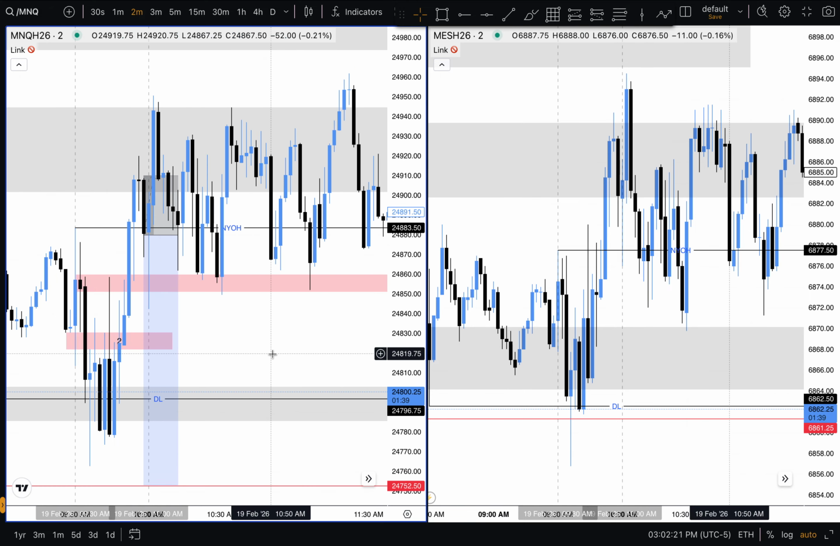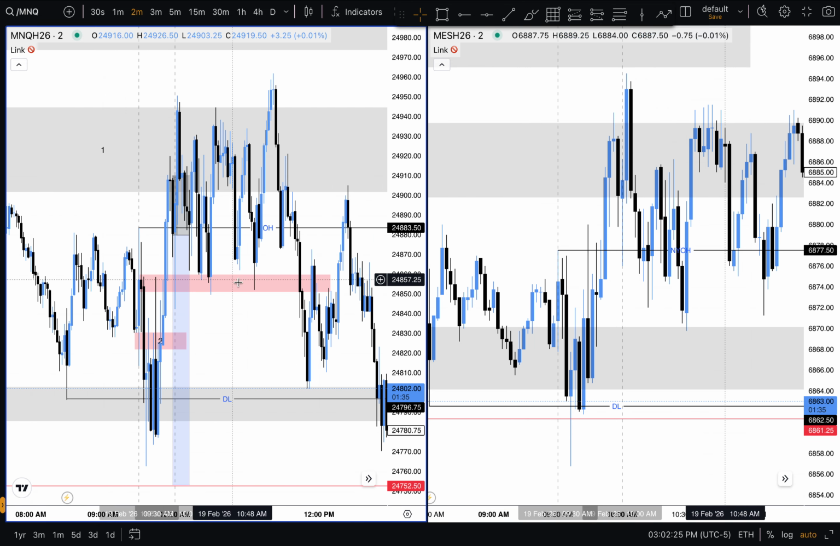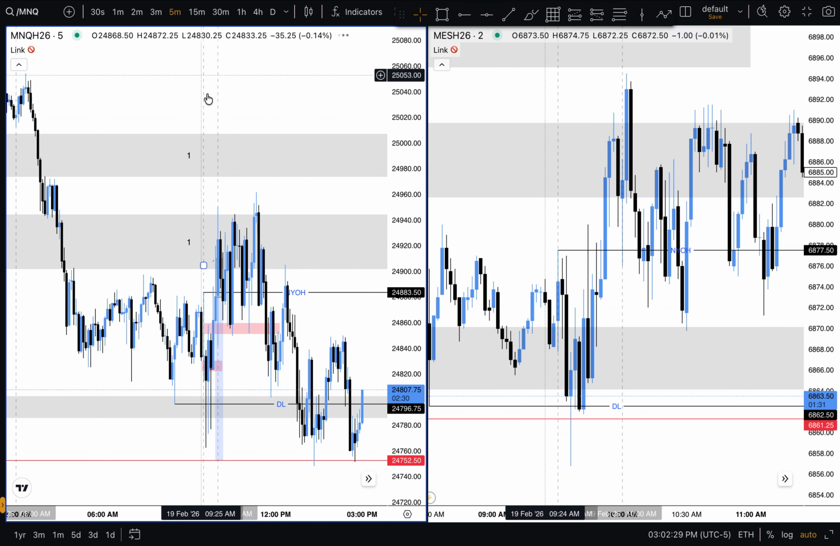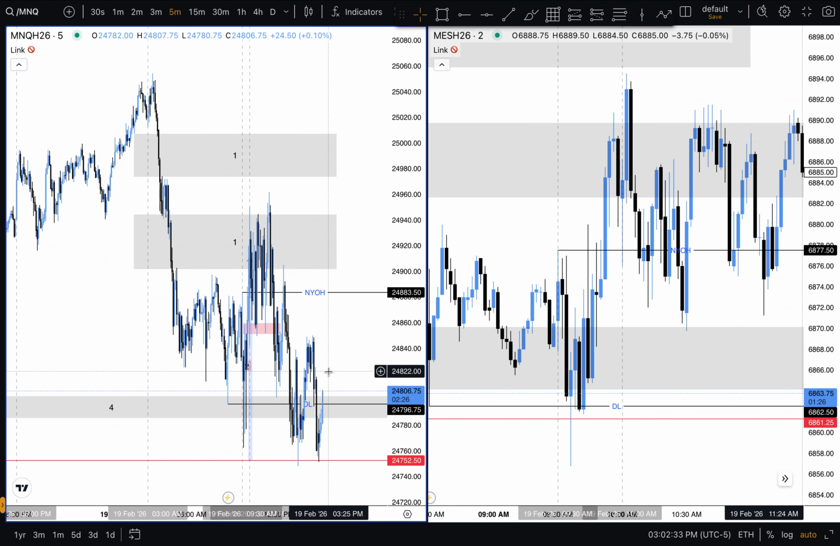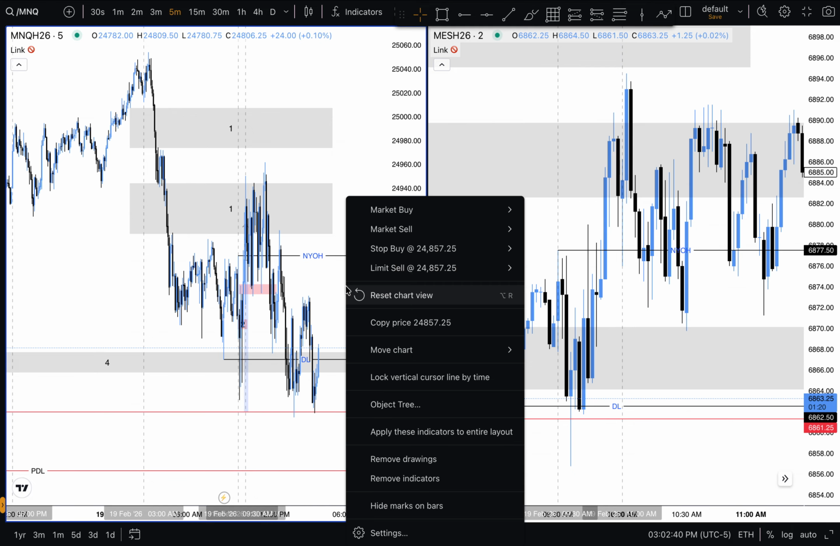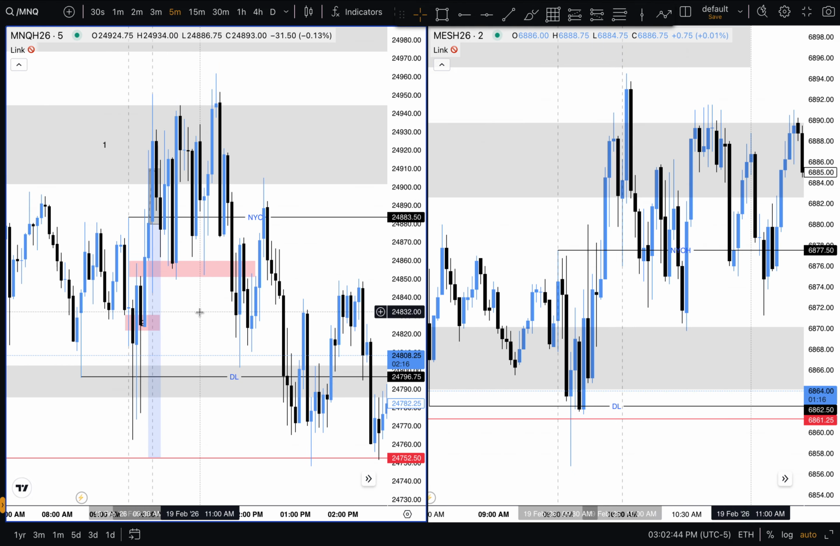So I'm trying to think of anything else I'm trying to cover. Not really. We just ended up consolidating, chopping around, and then finally displacing lower to the draws in liquidity. And I think leading up to tomorrow's session, we're gonna have taken out these lower draws in liquidity, but we'll see what happens.